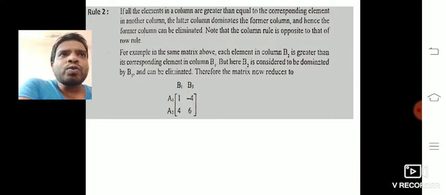In rule 1, which is row-wise, the row having lesser elements compared to the other row is the one you can delete. When it comes to columns, the column which dominates the other column is not deleted; the dominated column is the one you delete, in the second rule.